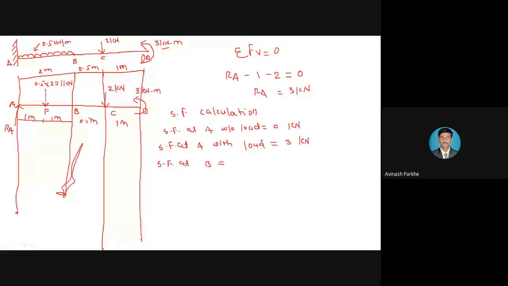UDL जर आपण पॉइंट लोड मध्ये कन्वर्ट केलेलं आहे, त्याची मॅग्निट्यूड आपल्याला 1 किलोमीटर मिळाले, ती पण कुठं आहे, ह्या पॉइंट बी च्या लेफ्ट साइडलाच आहे. त्यामुळे RA 3, UDL converted into the point load 1 moving in the downward direction, therefore -1, which is equal to 2 kilonewton. Then SF at C, at point C, point load is there, therefore without load, again 2 kilonewton.